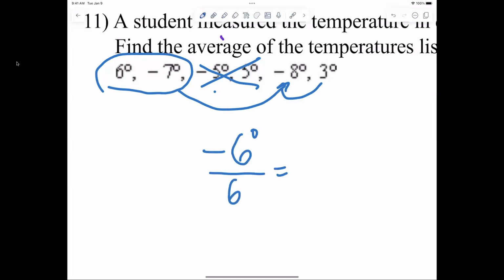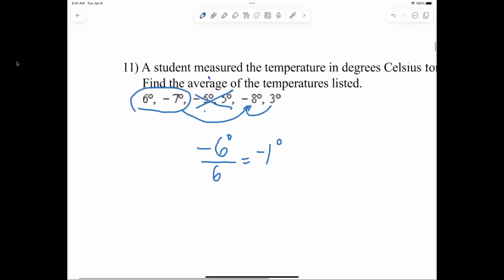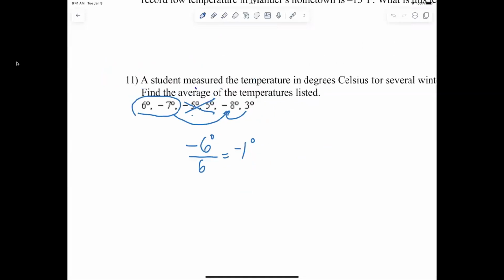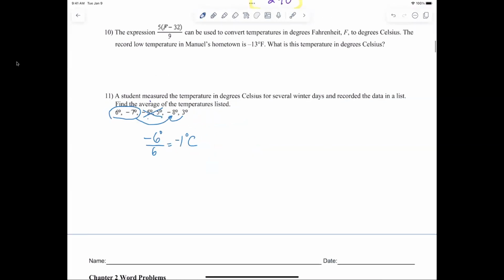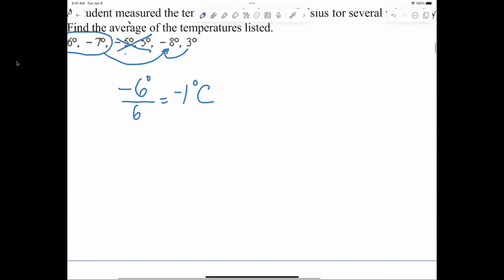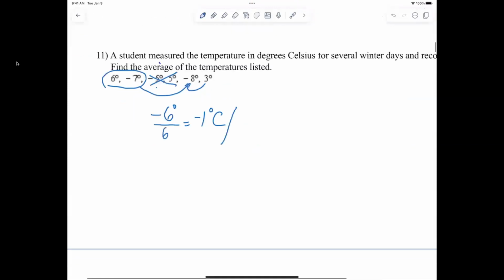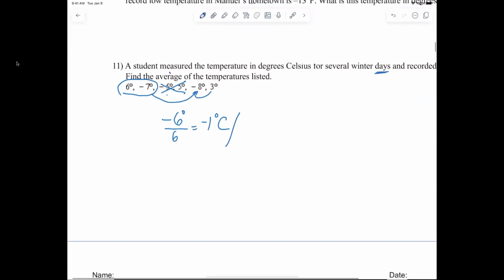So you would say -1 degree Celsius. I want everybody to write -1 degree Celsius. And it's per what? Per day, singular, per day. So you're decreasing 1 degree Celsius per day on average. Is everybody okay with that? I'm pretty happy with that.